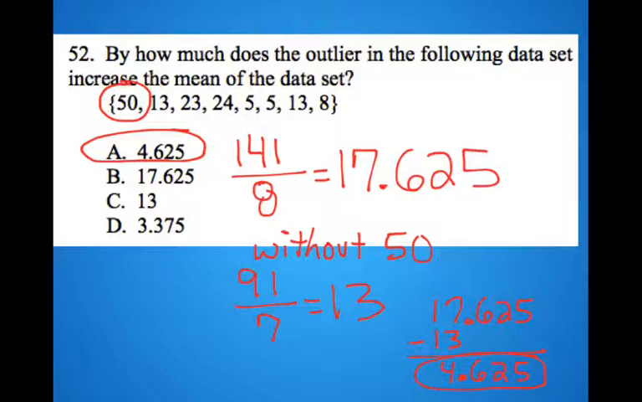Okay, what you have to do on this is find the average, or the mean, same thing, with all the data. So you get 141 over 8, which is 17.625. Then take out the outlier and recalculate the average, and it turns out to be 13. You figure out the difference between those two, and that's 4.625. That means that big number, that outlier of 50, increases the mean by 4.625.